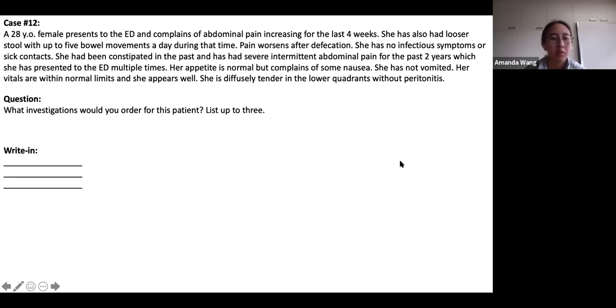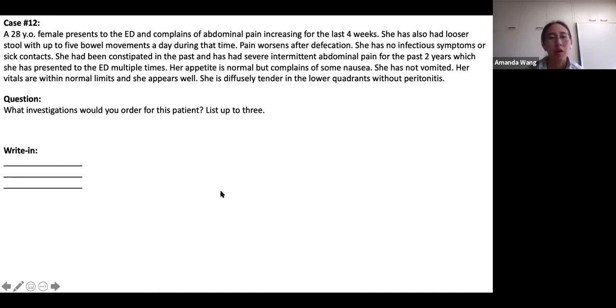A 28-year-old female presents to emerge with worsening abdominal pain. She's got some looser stools, up to 5 bowel movements a day during that time. Pain worsens with defecation, no infectious symptoms, no sick contacts. She's had constipation in the past and intermittent abdo pain. Appetite is fine, a little nauseous, not vomiting, and vitals are fine. She's diffusely tender in the lower quadrants, but not peritonitic. So you're thinking, this is acute on chronic abdo pain with diarrhea, and there are no real red flags for her.